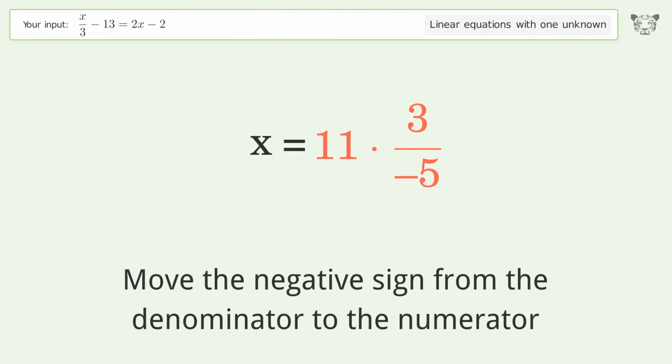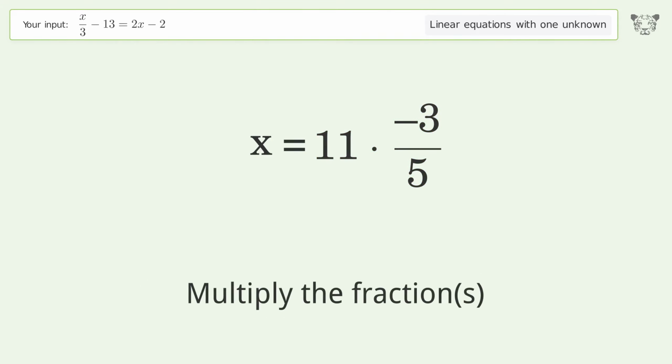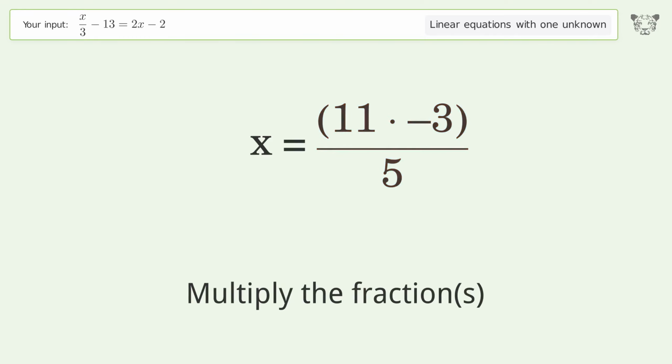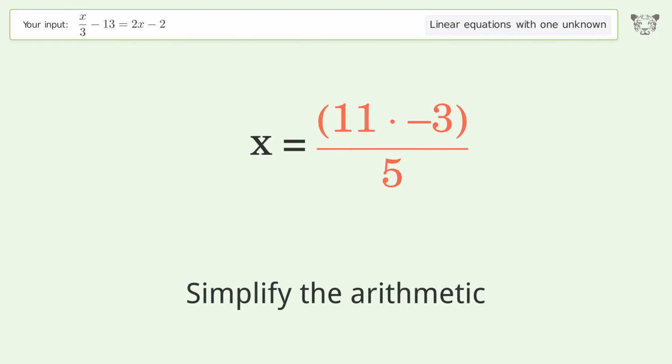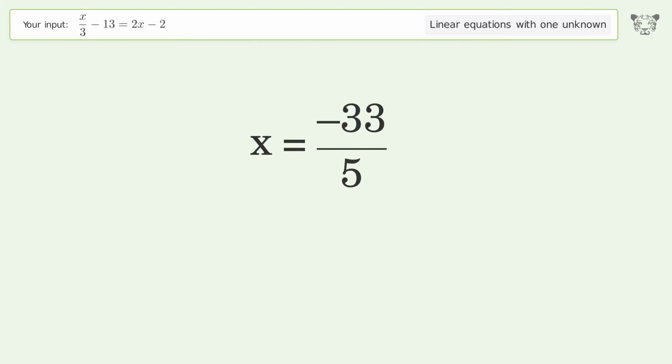Move the negative sign from the denominator to the numerator. Multiply the fractions. Simplify the arithmetic. And so the final result is x equals -33/5.